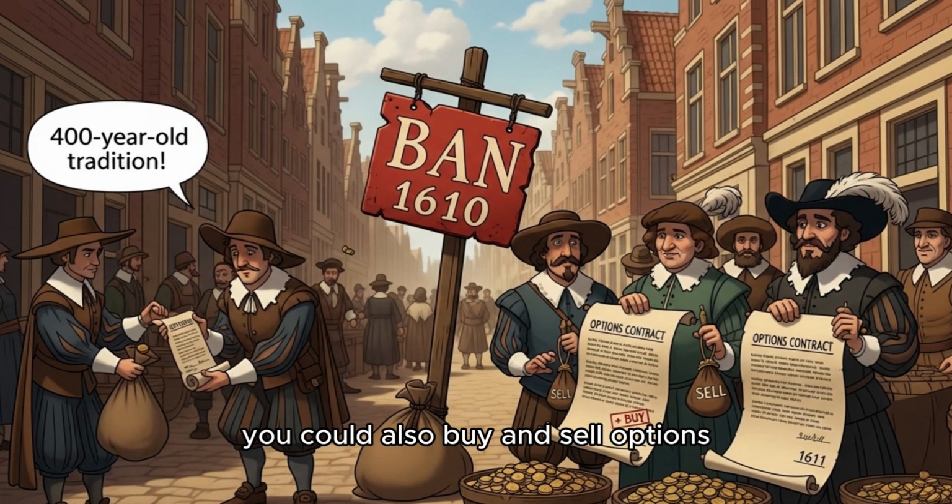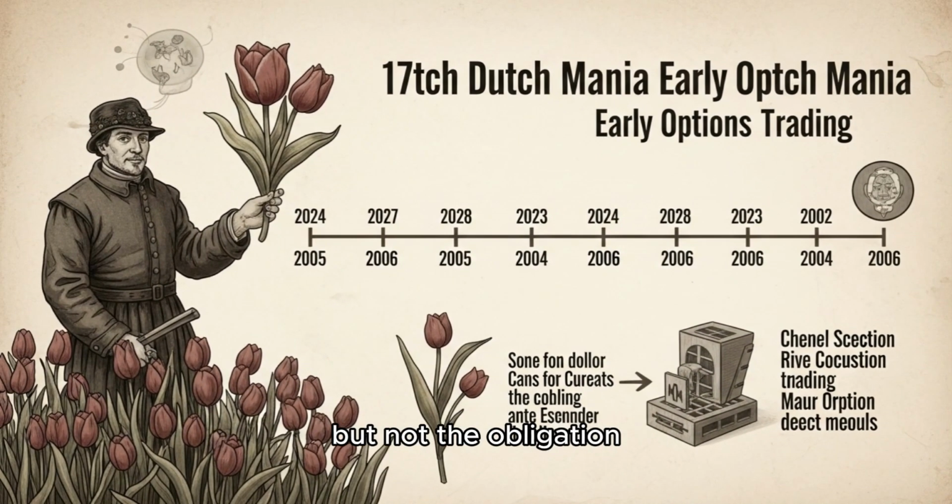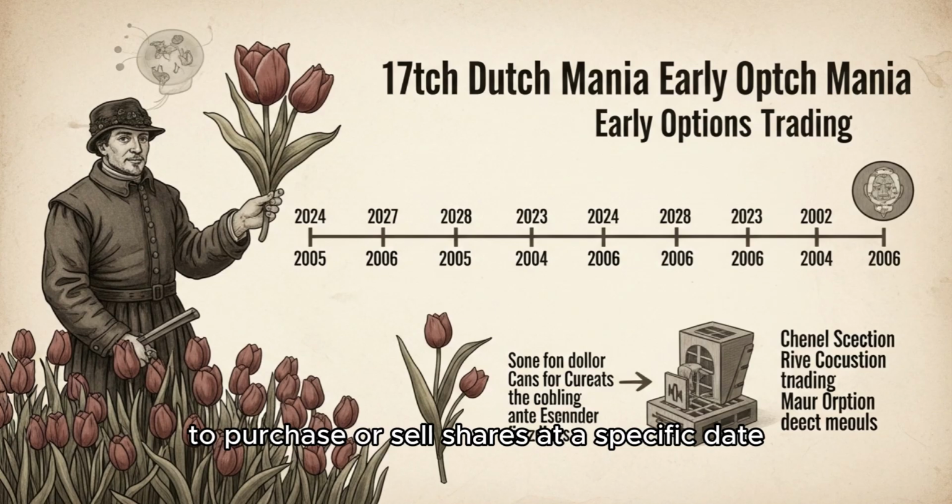You could also buy and sell options, contracts giving you the right but not the obligation to purchase or sell shares at a specific date on a future date.